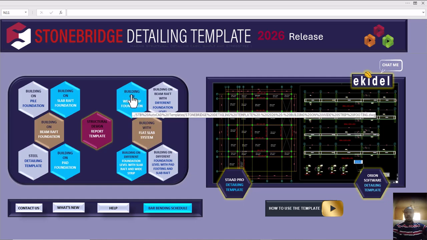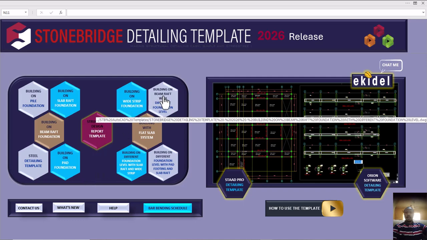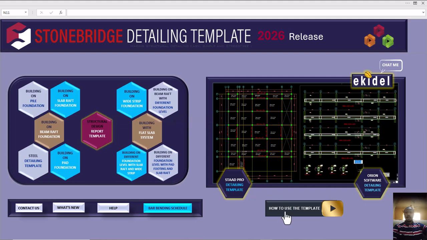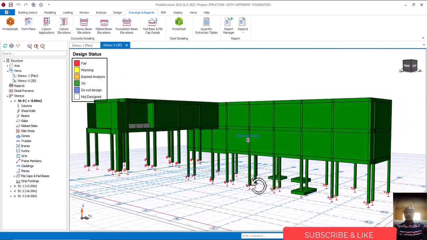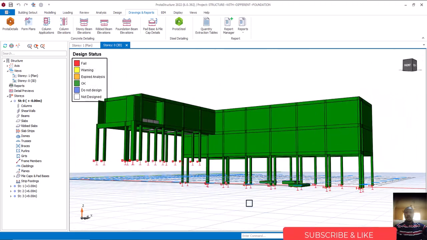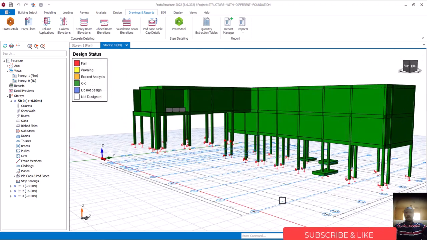Now, if you also look at this, we have building on strip foundation, isn't it? Even though we have the other one, but if you now look at this, we have building on beam raft with different foundation levels. Can you see it now? So, how to detail your structures that have different levels. If you look at this particular one, and that's why I brought up this one. If you look at this, can you see this structure now? If you look at it very well, you discover that this particular structure is at different levels.